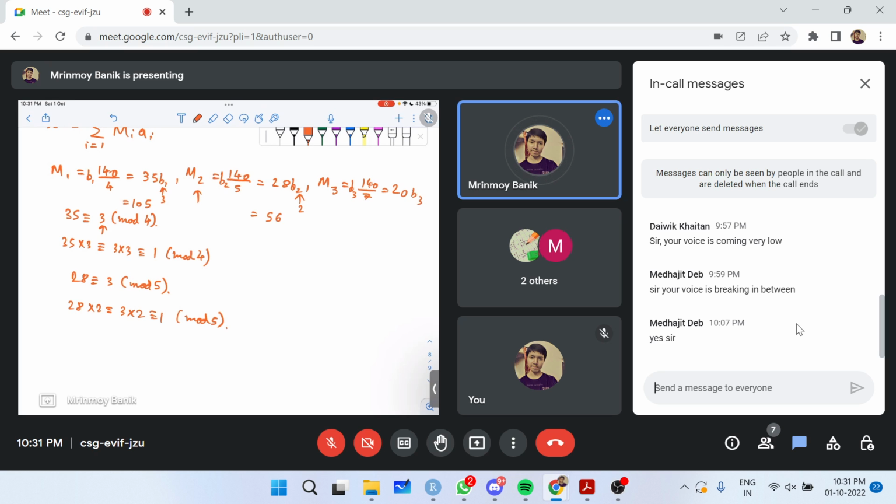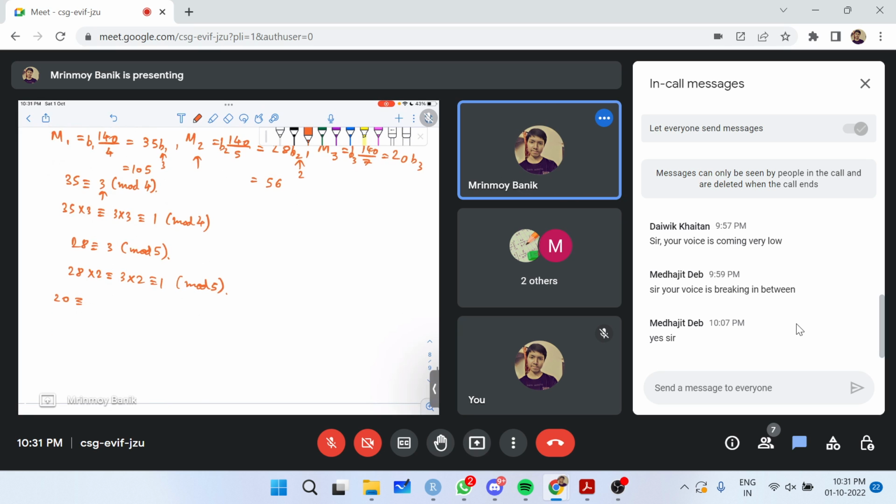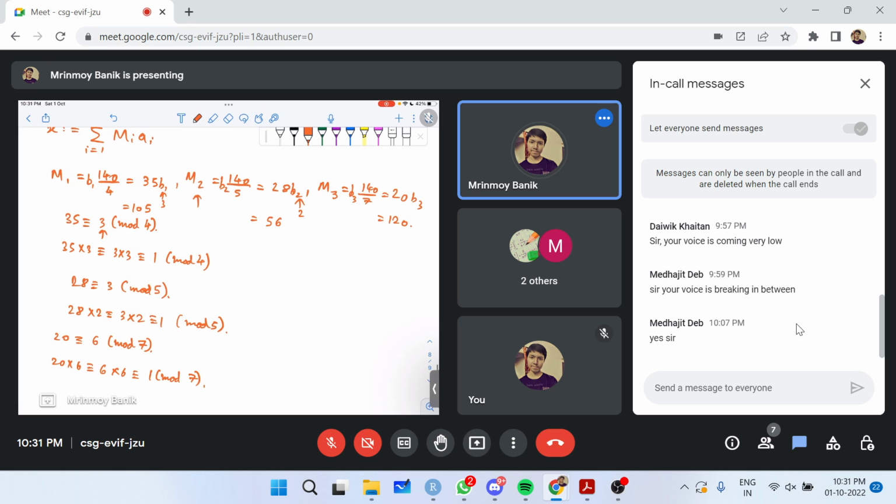And for the last one, 20 is congruent to 6 mod 7. So you can multiply it with 6, and 6 times 6 is 36, which is 1 mod 7. Yeah, 35 is divisible by 7. This is 20 times 6, or 120. So now we have M3.